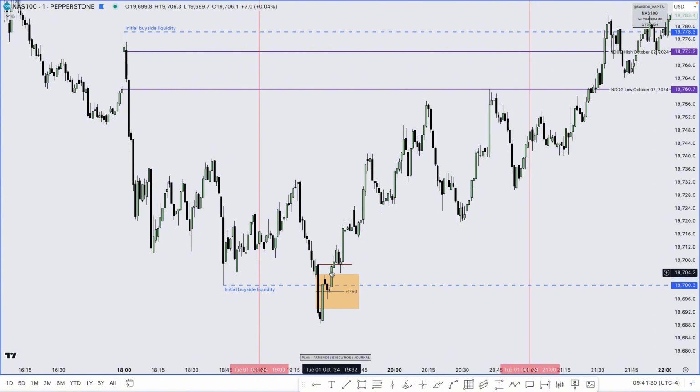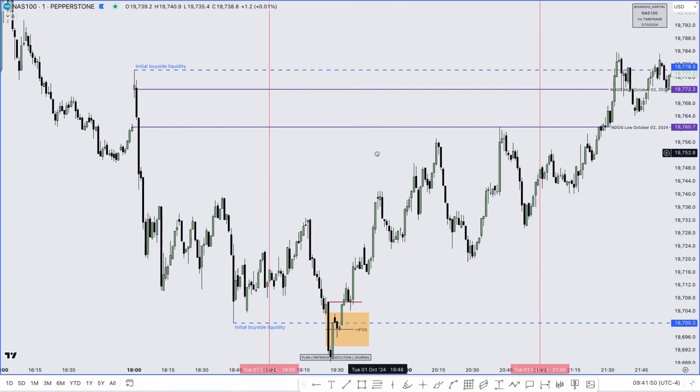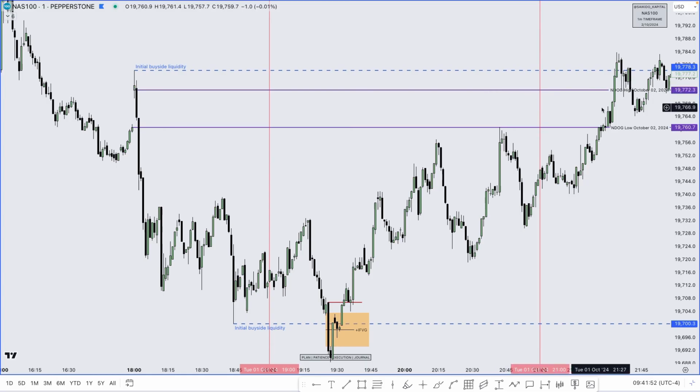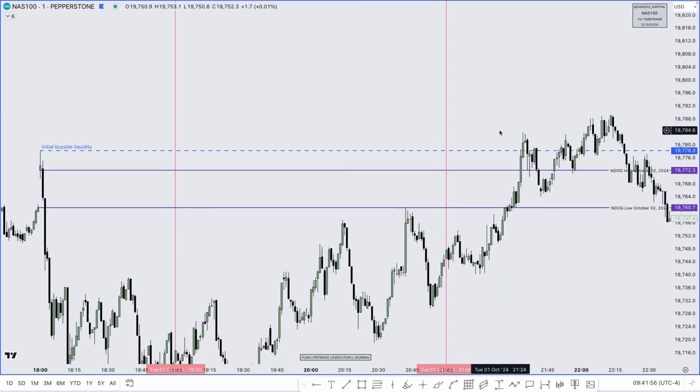We invert this fair value gap, we displace and close above this order block on retest. That's why you want to go long. Stop loss below the swing low here to be safe. And then you can just leave the thing to run. You can take partials right there at the new day opening gap low. You take partials. And then the next one will come at the CE. And then the final one will come at initial buy side right there.